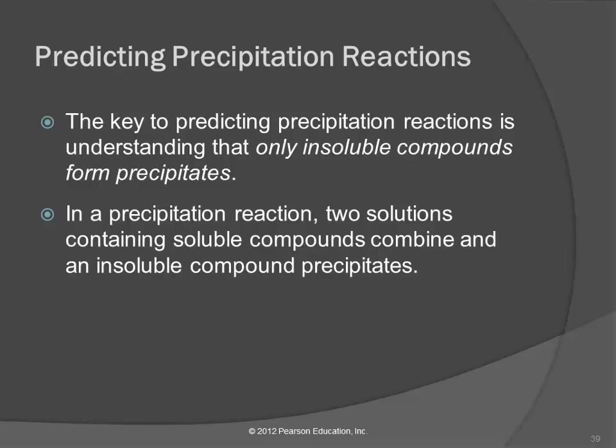When predicting precipitation reactions, only insoluble compounds form precipitates. So if you have a precipitation reaction, you have two solutions with soluble compounds, and those are going to combine and form an insoluble compound, which will precipitate or fall out of solution. If it doesn't form a solid compound, you just have two solutions that mixed, and it's not a chemical reaction, it's just a physical change of mixing.